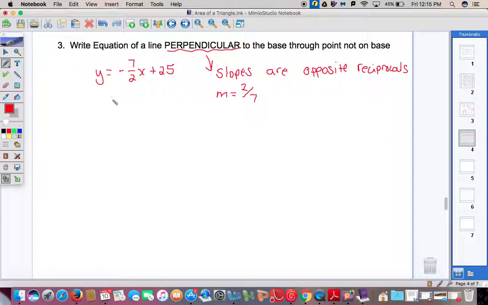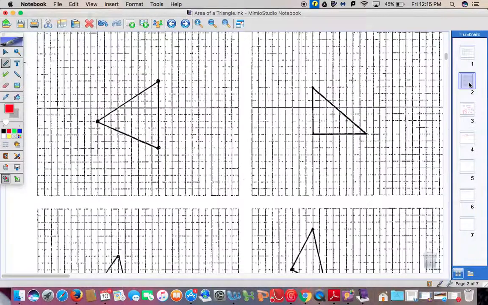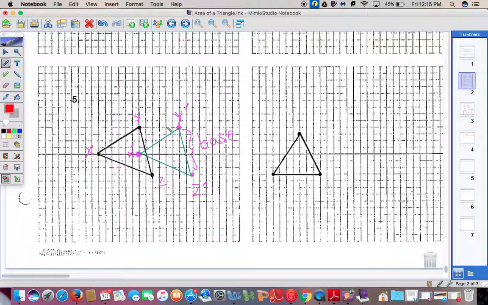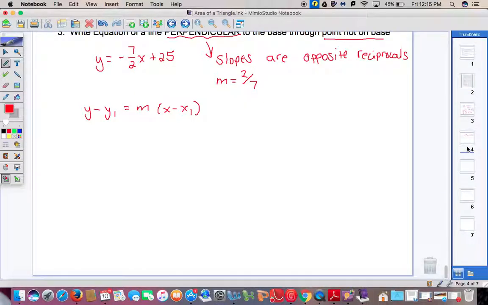Now, this equation needs to follow y minus y1 equals m times x minus x1. My slopes are opposite reciprocals, and I'm going through the point not on the base. Well, guys, this is going to change depending on what you chose as your base. But if you followed what I asked you to do, the one point not on my base is my origin. It's my x prime, which is what we decided is our origin. Okay, and I chose that because it makes everything really easy. So the one point not on the base is 0, 0.